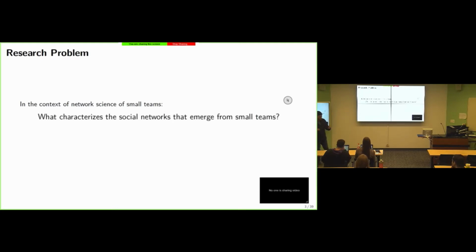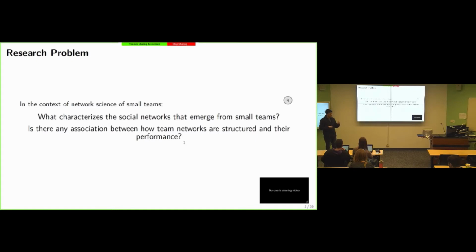How did we start to think about this problem? First, in the context of network science of small teams, of small networks, what characterizes the social networks that emerge from small teams? So what are the structures? It's pretty much the question that you would ask with an exponential random graph model, right? But besides that, we're interested in whether there's any association between the network structure and group performance, which I'm aware we're not the first group of people asking. These two questions are the core of what we're going to go through in this talk, okay?